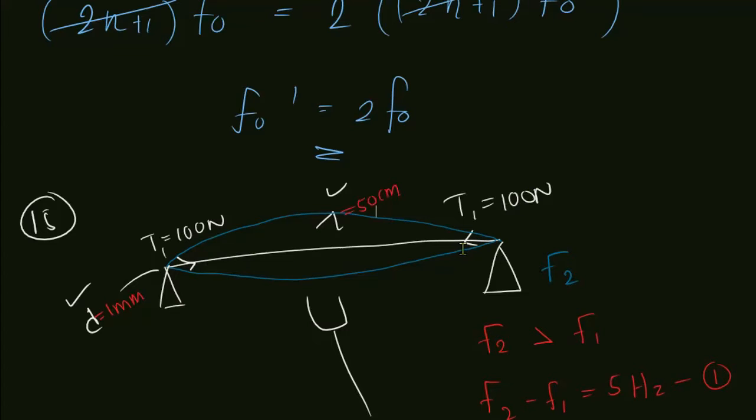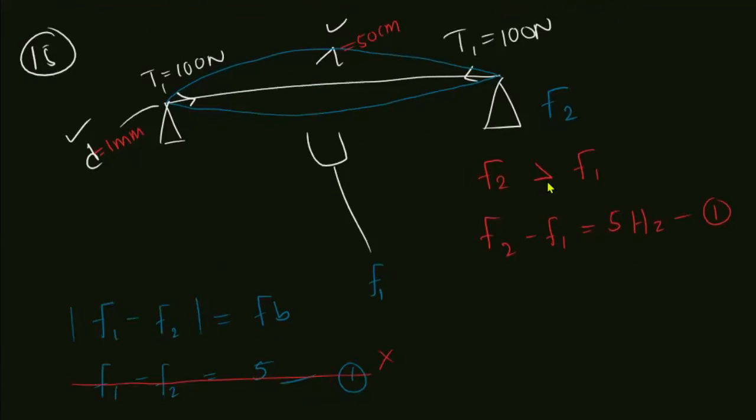So now, first of all, we need to find F2. How to find F2? It's pretty simple, because now we know what F1 is. F1 is 95 hertz, because we found it previously. So F2 is going to be 100 hertz. So let's write the fundamental frequency equation for this string.